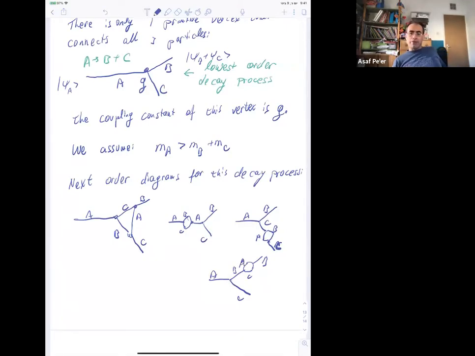So the next leading order diagrams all have to be of the third order. So this is what our theory allows, right? Remember, I define a theory which allows only a single type of vertex, a vertex that connects A, B, and C.